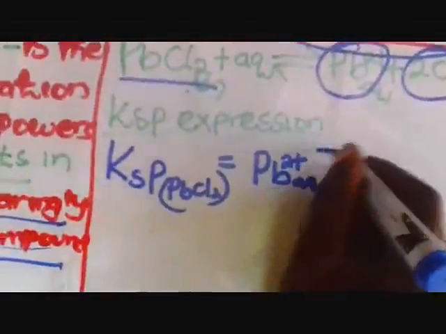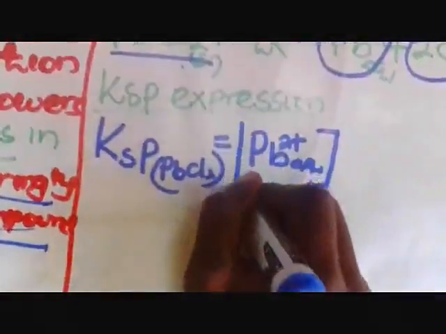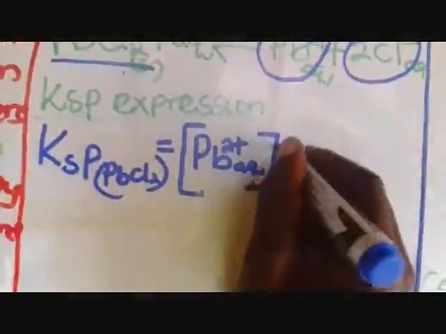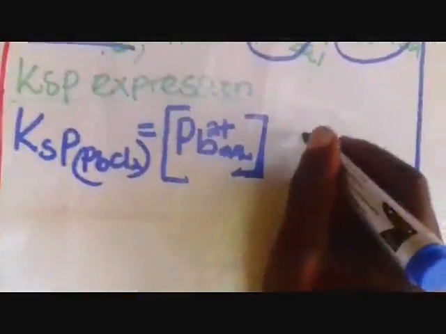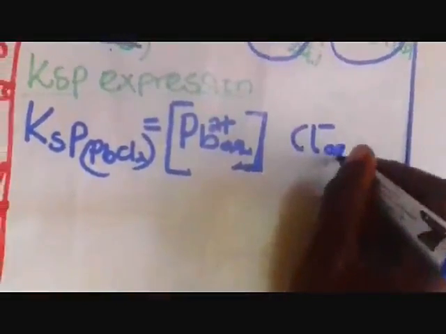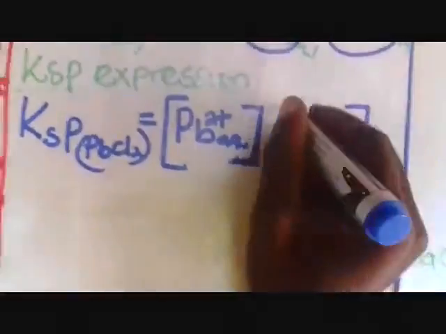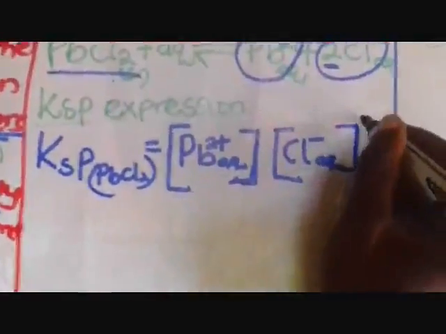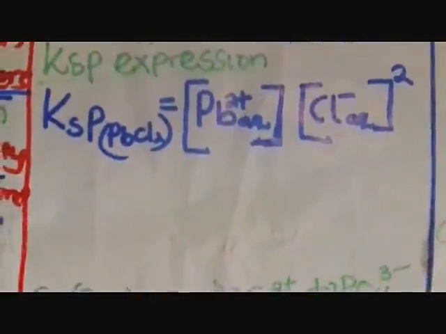aqueous. Concentration, you always represent them with that bracket, and that bracket should be written correctly, not the normal bracket of mathematics, but the square bracket. Then times the concentration of chloride ions, aqueous. You use the same bracket. But now you raise them to their power. Don't forget that. So this coefficient in front of the chloride will become the power of the chloride. There we have written the KSP expression of that.